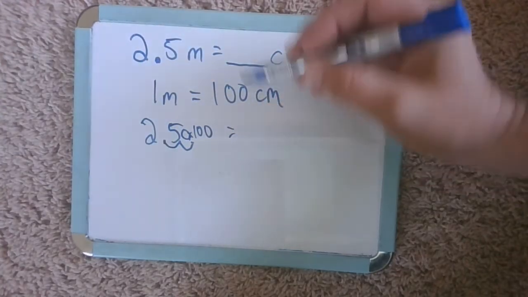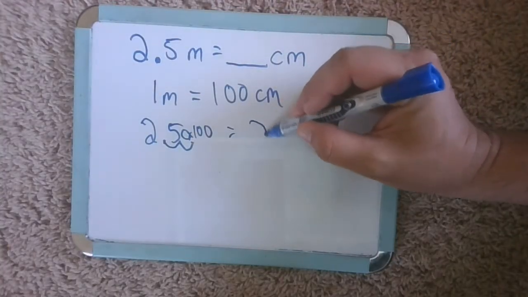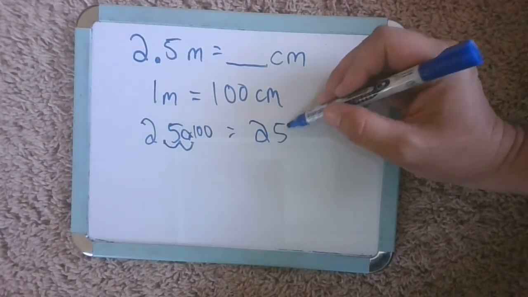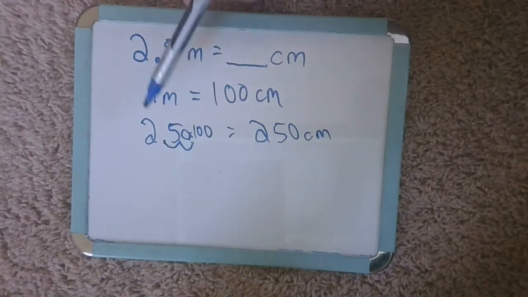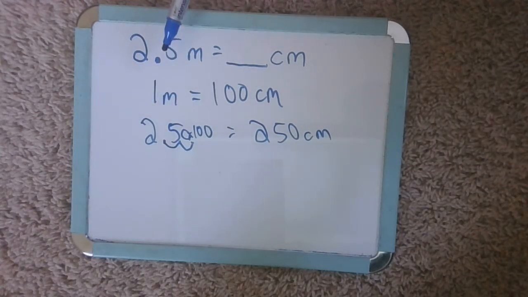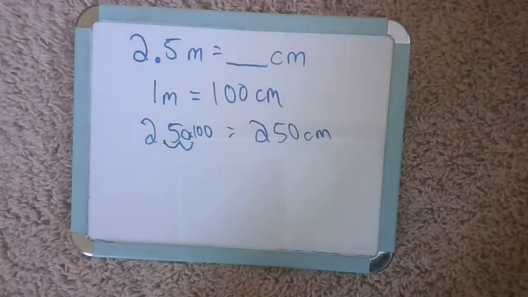So I know that this should be equal to 250 centimeters, which makes sense because if it was 2 meters, that would be 200 centimeters, and 3 meters would be 300 centimeters, and 2.5 is in between 2 and 3. So it is reasonable that 2 and 5 tenths, 2.5 times 100, would be in between 200 and 300.